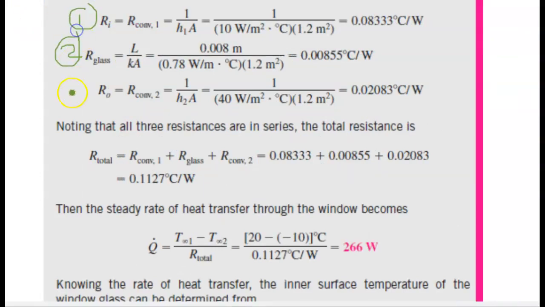Once we got the value for the R for the glass, we need to find the R for the outer side. Now, on the outer side of the window, there is another convection happening. So we use the convection R formula, 1 over h2 A. The h2 for the outer is 40, and the area for the outer is the same area, 1.2. So now we have the three values for the R.